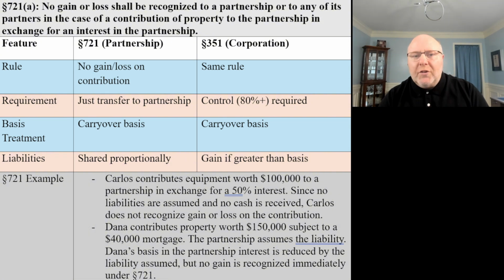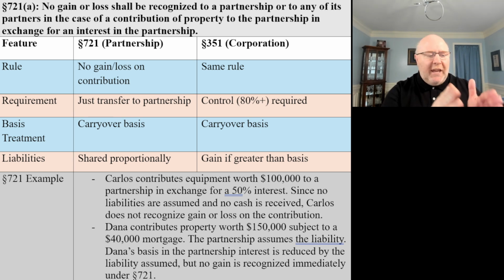Let's go ahead and end here. What I will do next is start walking you through the different types of basis. We're going to see inside and outside basis and how we compute those.